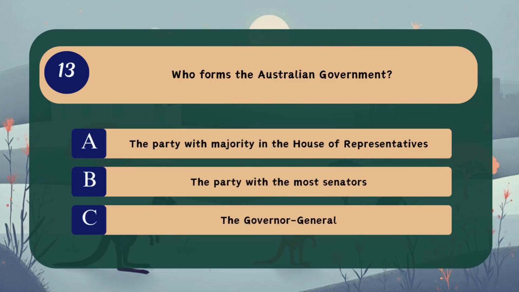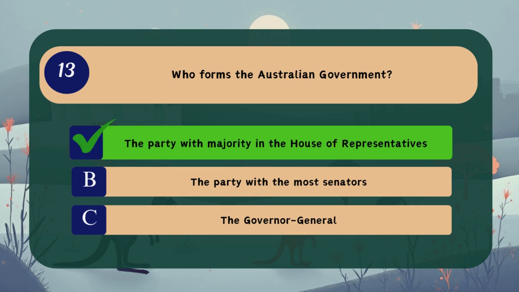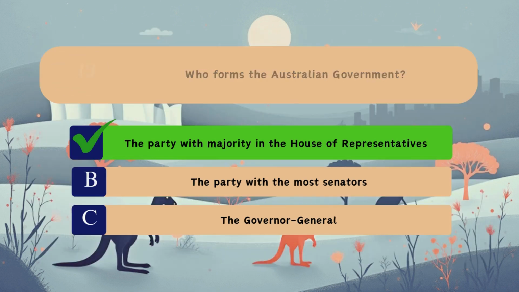Question 13. Who forms the Australian government? A. The party with majority in the House of Representatives. B. The party with the most senators. C. The Governor-General. Correct answer. The party with majority in the House of Representatives.